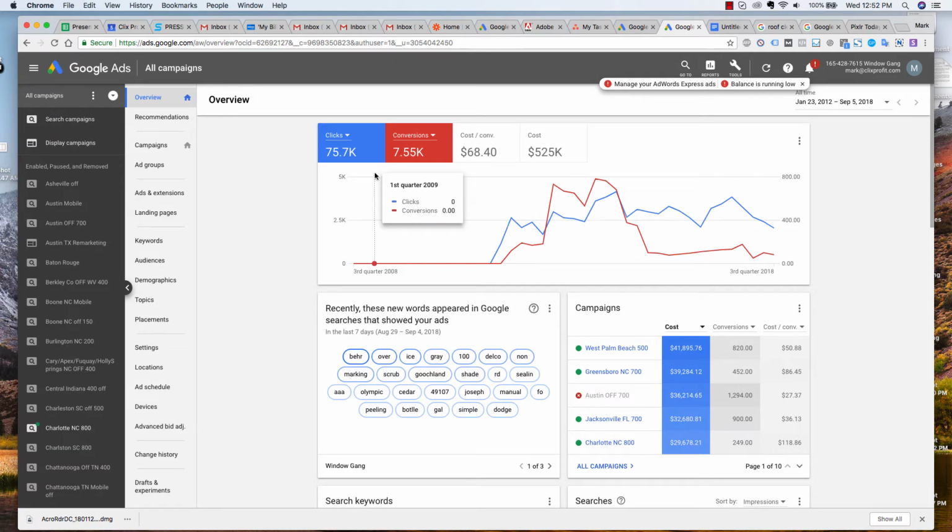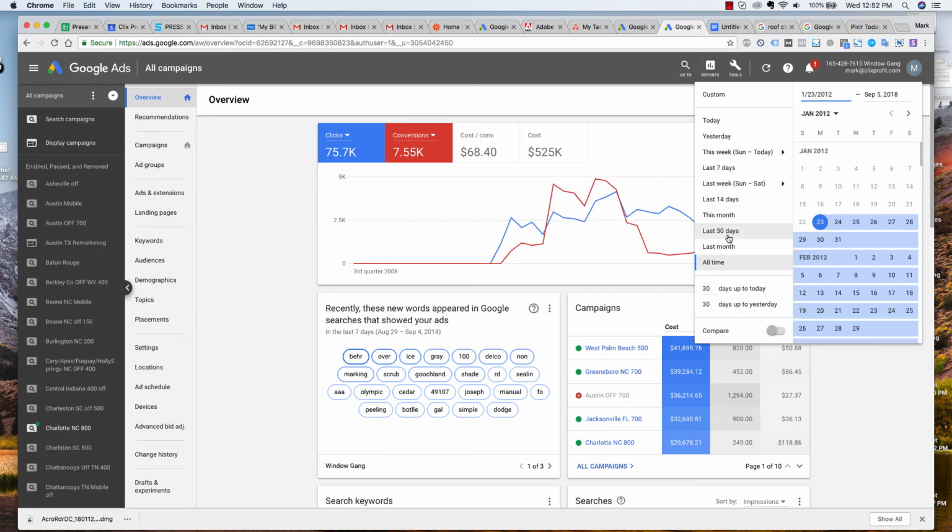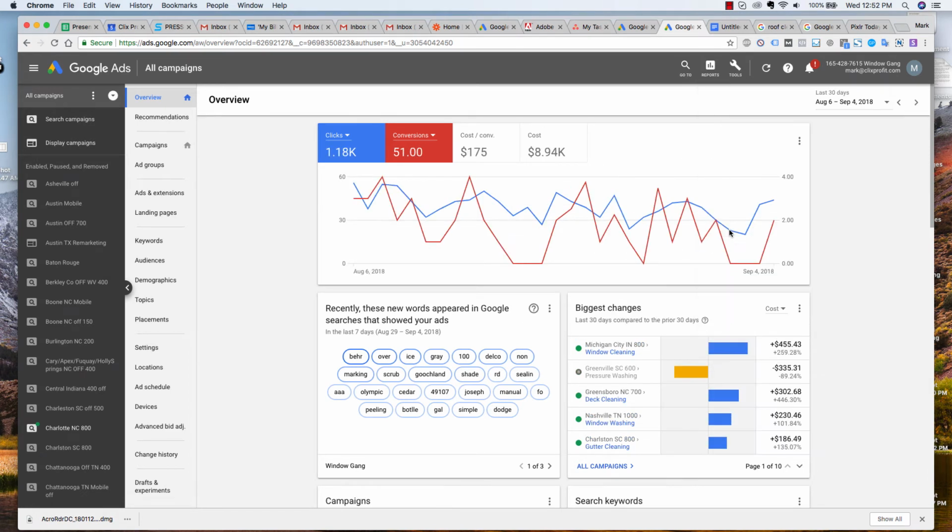Okay, so I just went into a new Google ad campaign. What I want to do first is look at the most recent relevant data. In the upper right hand corner, you see here, this is a date range, and it will give you all of the data in all time, the past year, past month, past week, past day. So what I do is I go here, and I'm going to go to last 30 days.